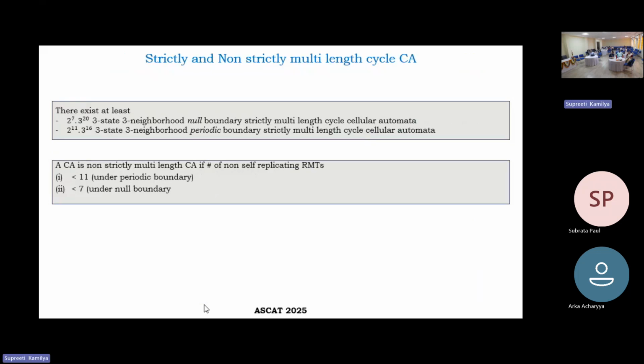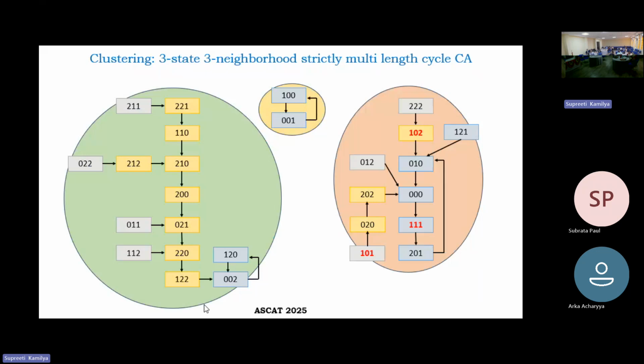Next, from this we can identify at least how many strictly multi-length cycles we can get for null boundary and periodic boundary both. We can say that if the number of RMTs is less than 7 in null boundary, we don't have to check the corresponding rule. It is never applicable for our clustering purpose, because it will not generate strictly multi-length cycles. So this is the example I have taken.